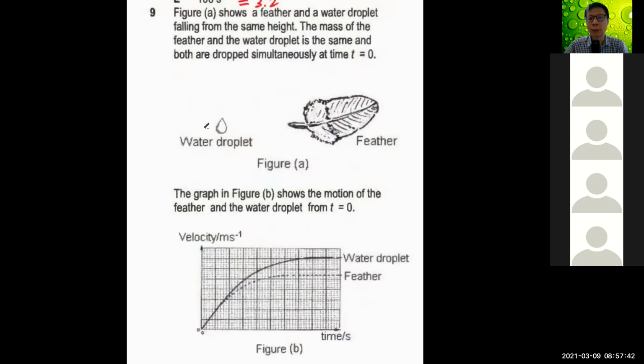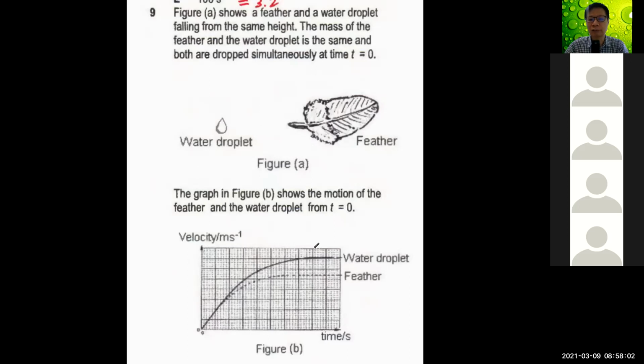Okay. This question says they are falling down like this, meaning that they will encounter air resistance. They are not falling down in a vacuum. So definitely you will see the water drop faster compared to the feather. Feather slower, common sense, no?